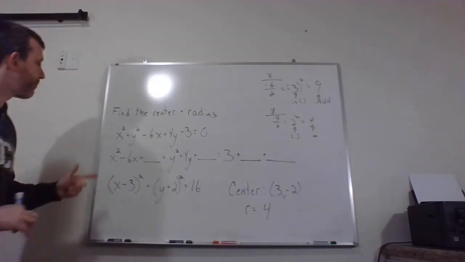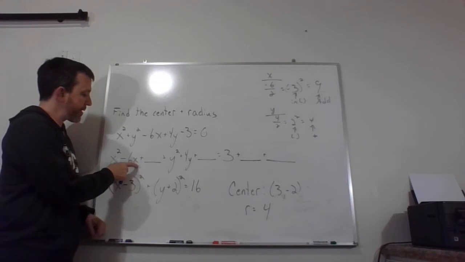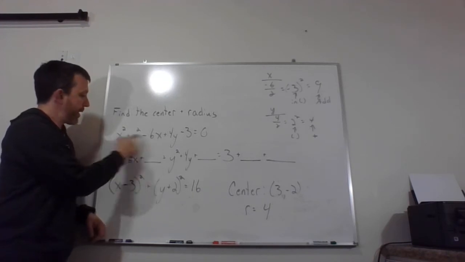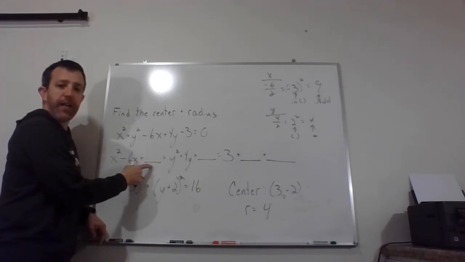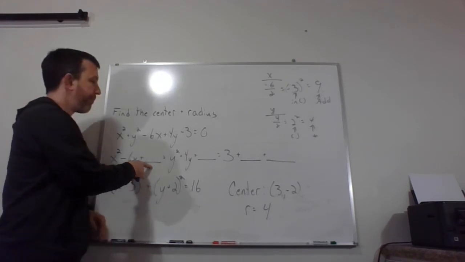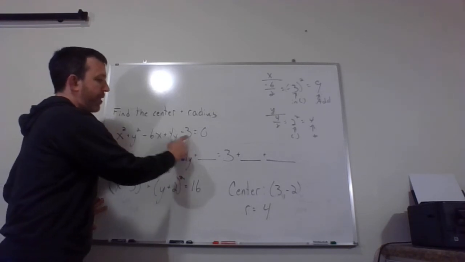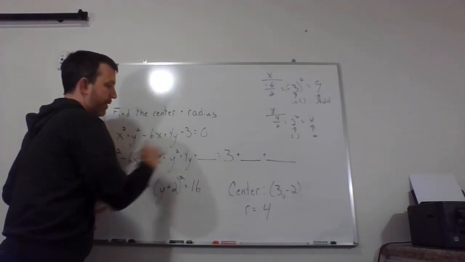So here we go. I start by rearranging things. I want my pieces with the x's together, so I make it x squared minus 6x. And then I'm going to leave a space because I'm going to need to add something here, and we'll see that in just a second. And then I put my y's together, y squared plus 4y. And you'll notice I also took that minus 3 and moved it to the other side.